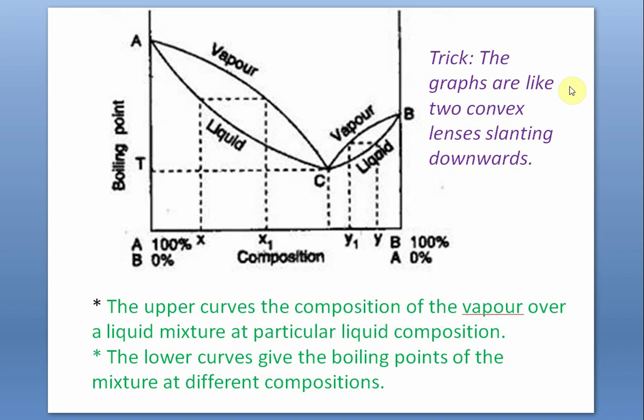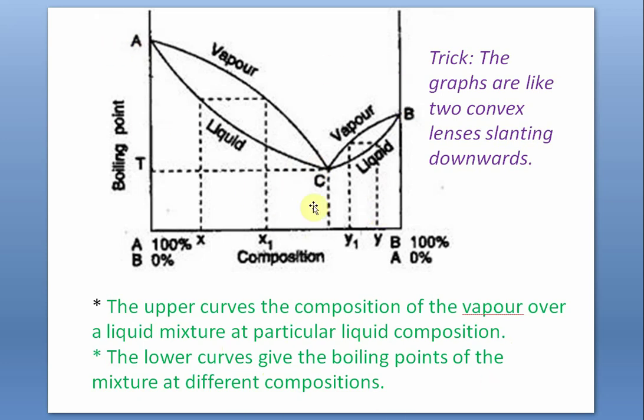The trick: the graphs are like two convex lenses slanting downwards, but in negative deviation they will be protruding upwards. Why? Because their boiling point curve is lying above the ideal line. Because the vapor pressure is low, the boiling point will be more. Right? The upper graphs give the composition of the vapor, as you already know, over the liquid mixture at a particular liquid composition. The lower curves are the boiling points of the mixture at different compositions.